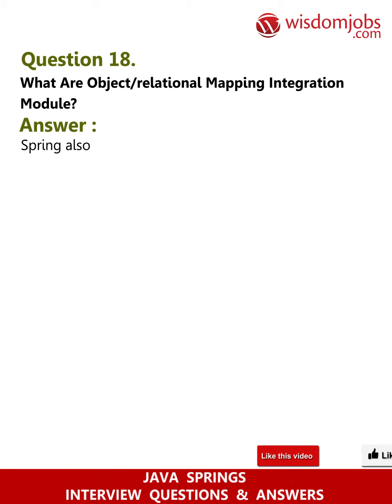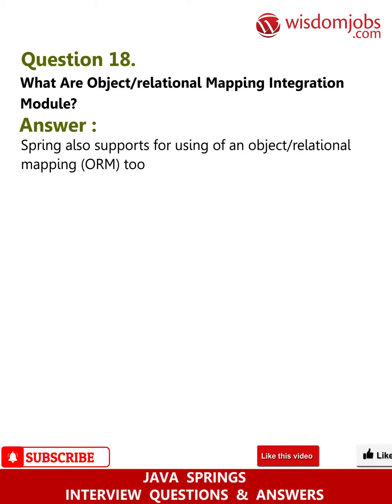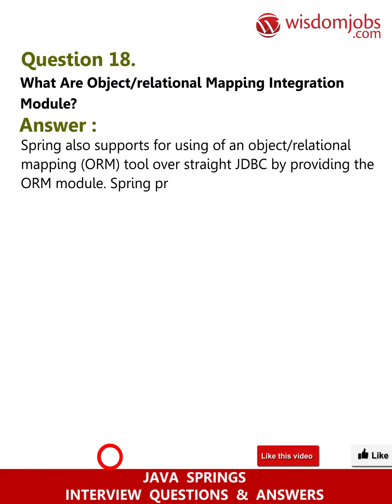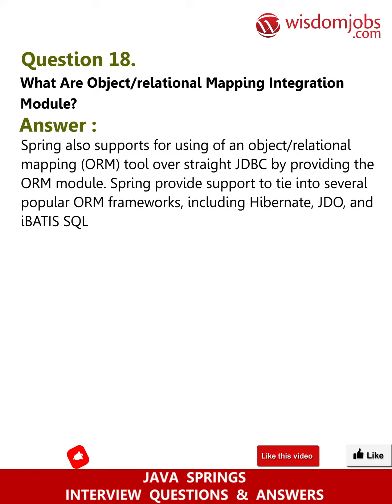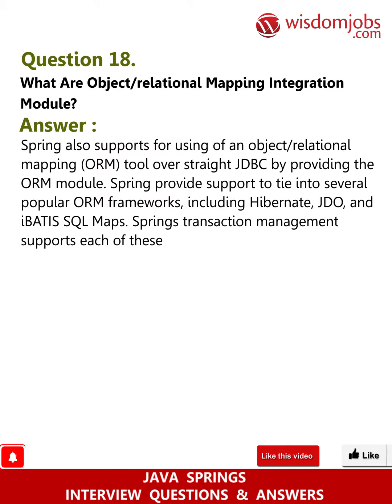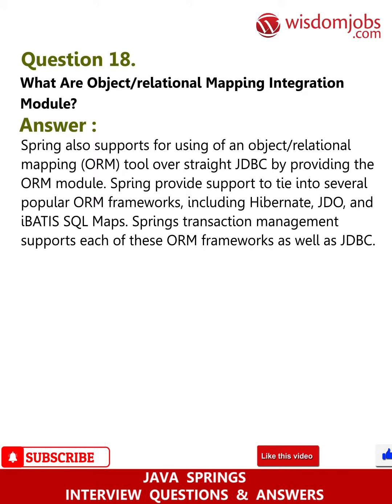Question 18. What are object/relational mapping integration module? Answer. Spring also supports using an object/relational mapping (ORM) to lower straight JDBC by providing the ORM module. Spring provides support to tie into several popular ORM frameworks, including Hibernate, JDO, and iBATIS SQL Maps. Spring's transaction management supports each of these ORM frameworks as well as JDBC.